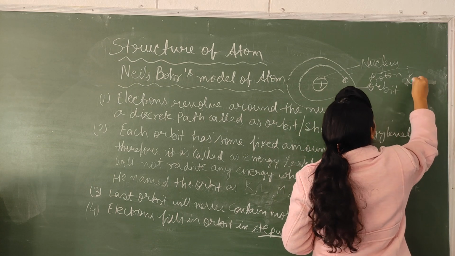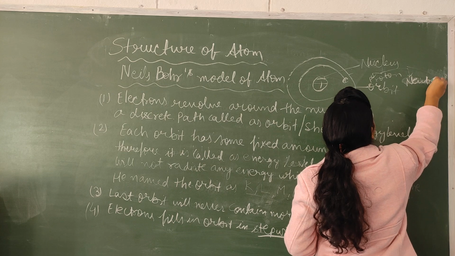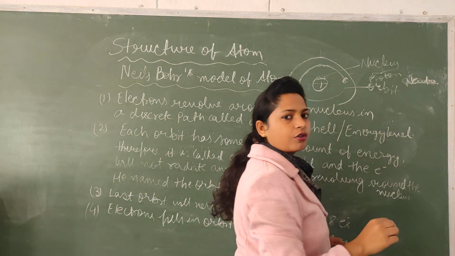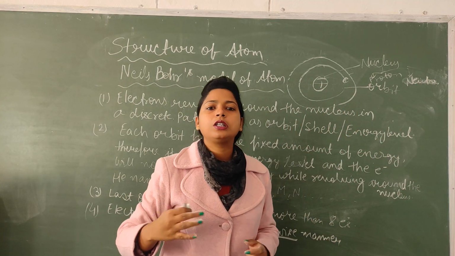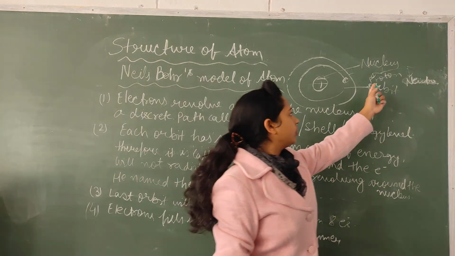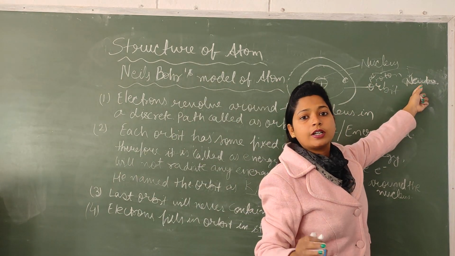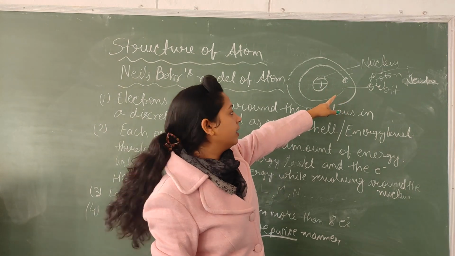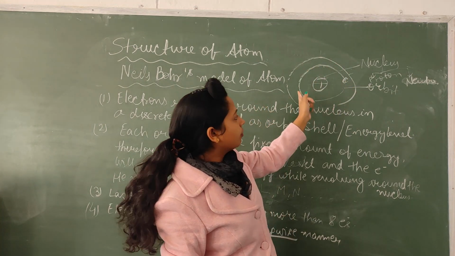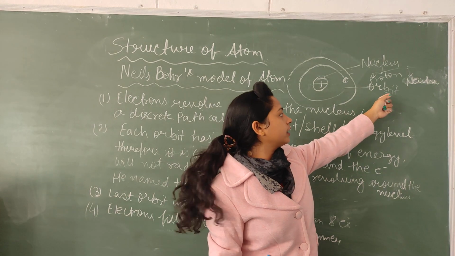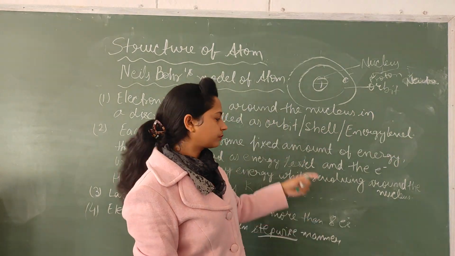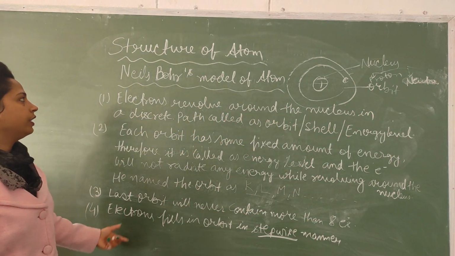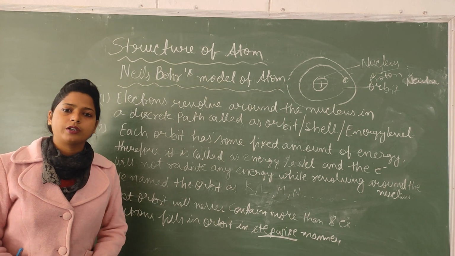Proton and neutron, not electron. Proton and neutron are together called nucleon. They are present in the nucleus, and electrons revolve around the nucleus in a fixed path called an orbit. So this is the theory given by Neils Bohr.